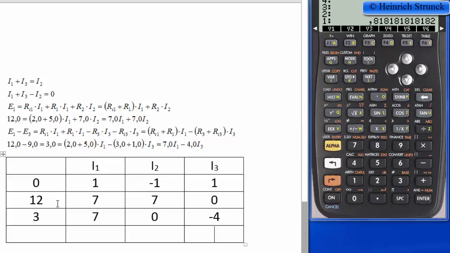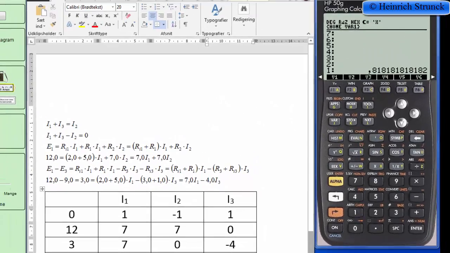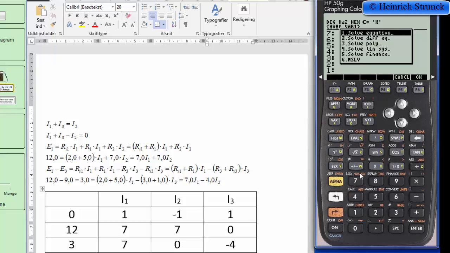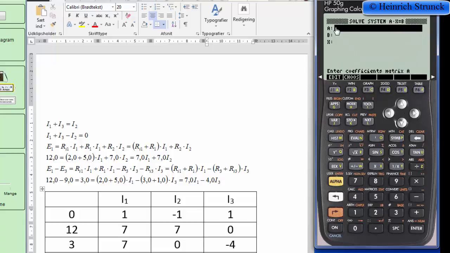So now we have the matrix system. This is the A matrix, 9 numbers. This is the B matrix, 3 numbers. And the X matrix is the result we can put in down here if you want that. We use the calculator and we enter the numerical solver and we choose solve linear system. Then we have the A, B and X matrix.